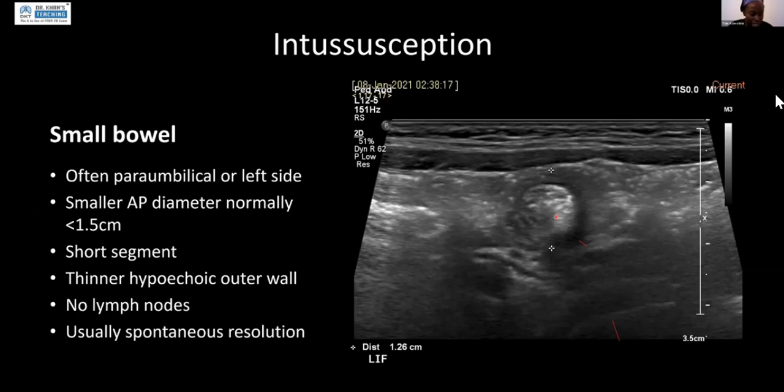And normally, even as you're scanning, they will disappear. So you'll scan, you'll see it, you'll take your images, you'll scan something else, you come back to that area and it's disappeared, or it's in another different part of the bowel. And these ones, small bowel ones, do not require a reduction. So if you see a small bowel intussusception, you can just say it, tell the surgeons, but they don't require a reduction. Sometimes we'll repeat the ultrasound to make sure that they've resolved, or we'll repeat it if the patient's not clinically improving.